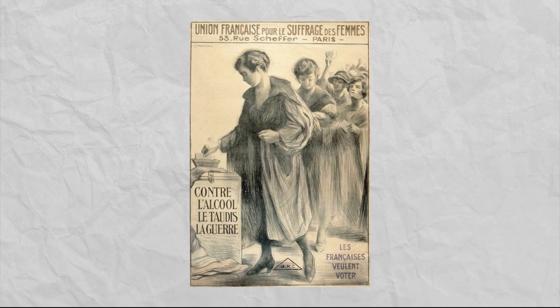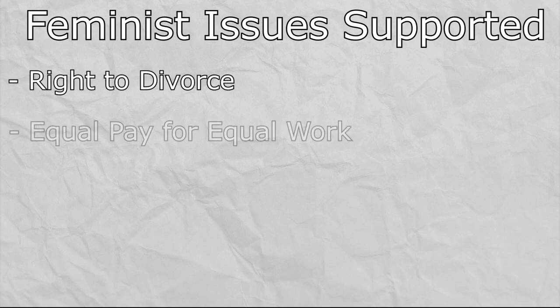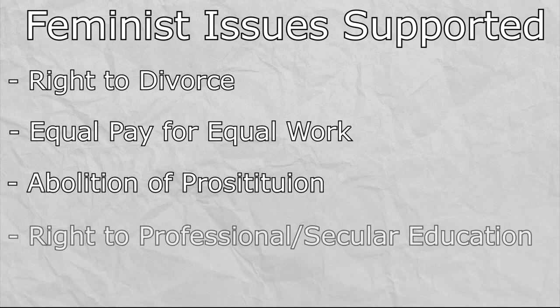There was one liberal reform that they did not plan to undertake though, which was giving women the ability to vote. Women were never allowed to vote in the Commune, but they did play an increasingly important role. Support of popular feminist issues at the time was increasing throughout the whole population. These included the right to divorce, equal pay for equal work, the abolition of prostitution, and the right to secular and professional education for women.